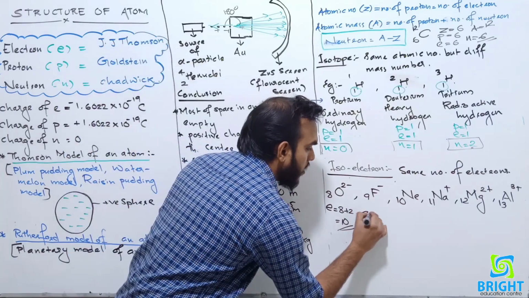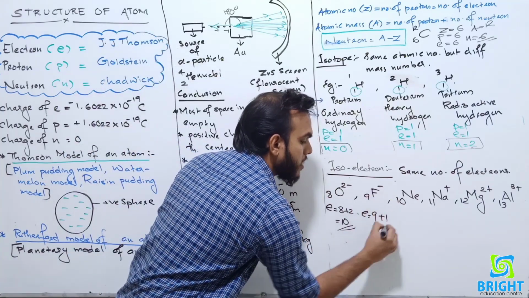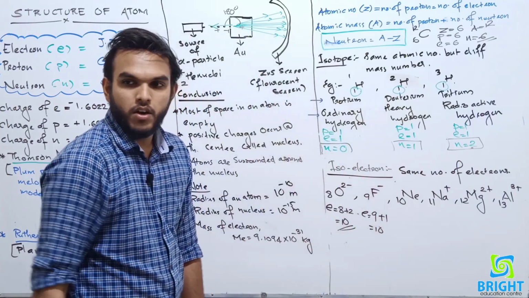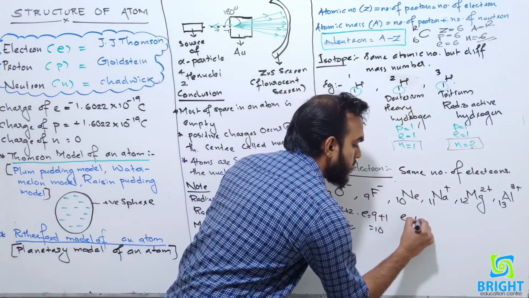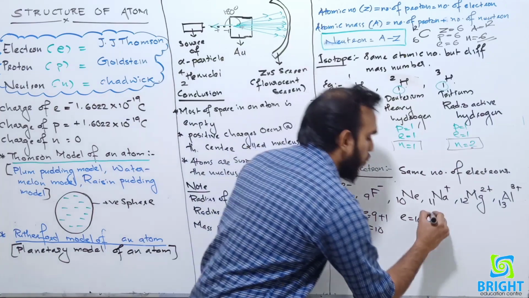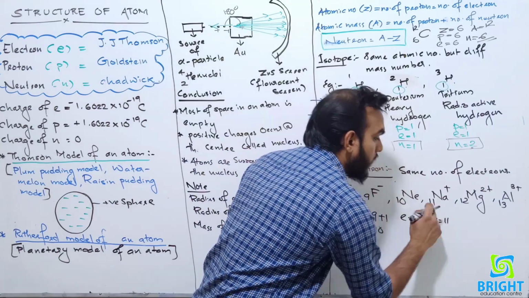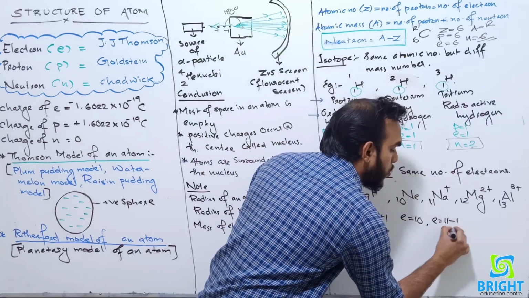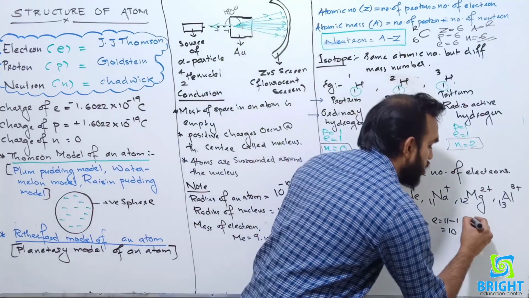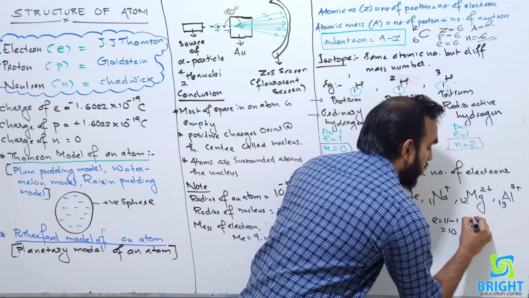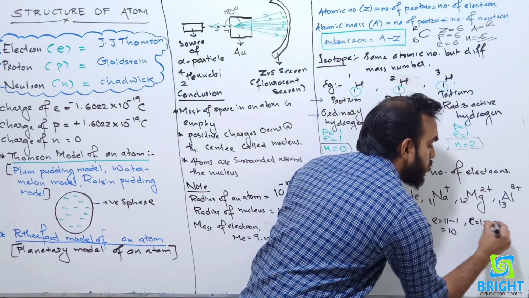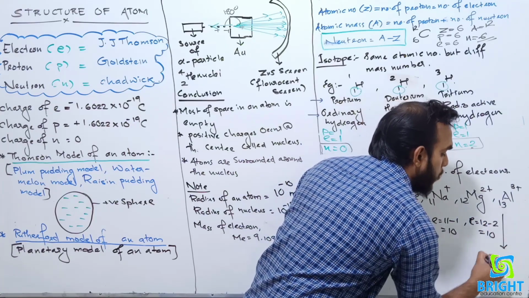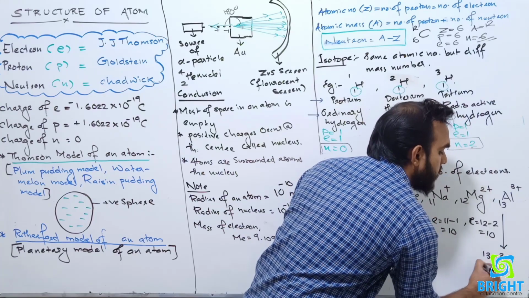What about the electrons in F minus? It is 9 plus 1, equal to 10. In the case of neon, the electrons are already 10. In the case of sodium, the atomic number is 11, and plus means it loses 1 electron, so 11 minus 1 is equal to 10. For magnesium, 12 minus 2 is equal to 10. For aluminium, 13 minus 3 is equal to 10.